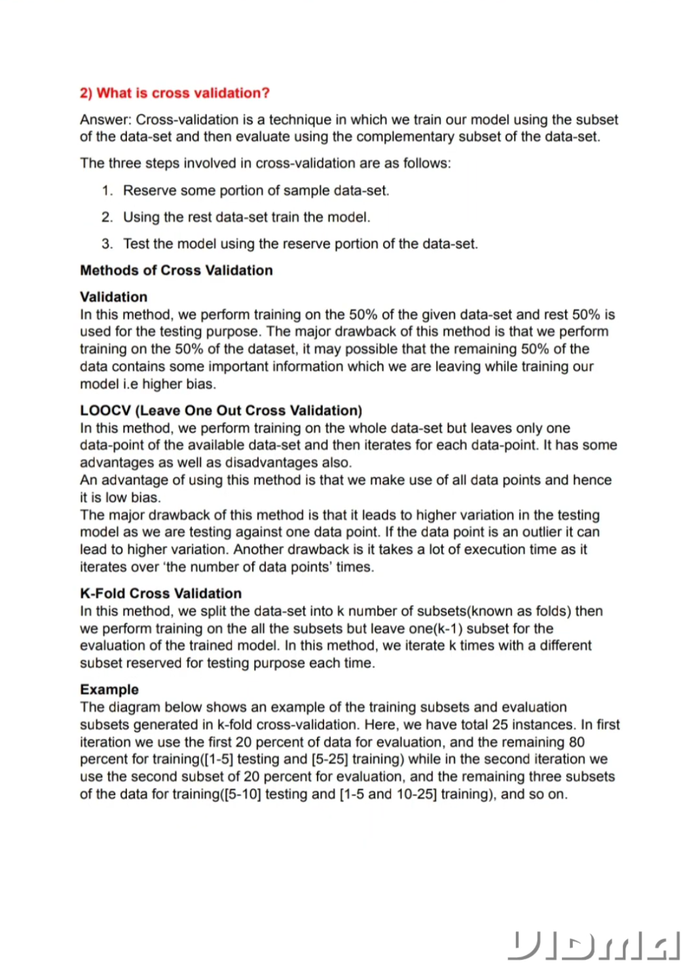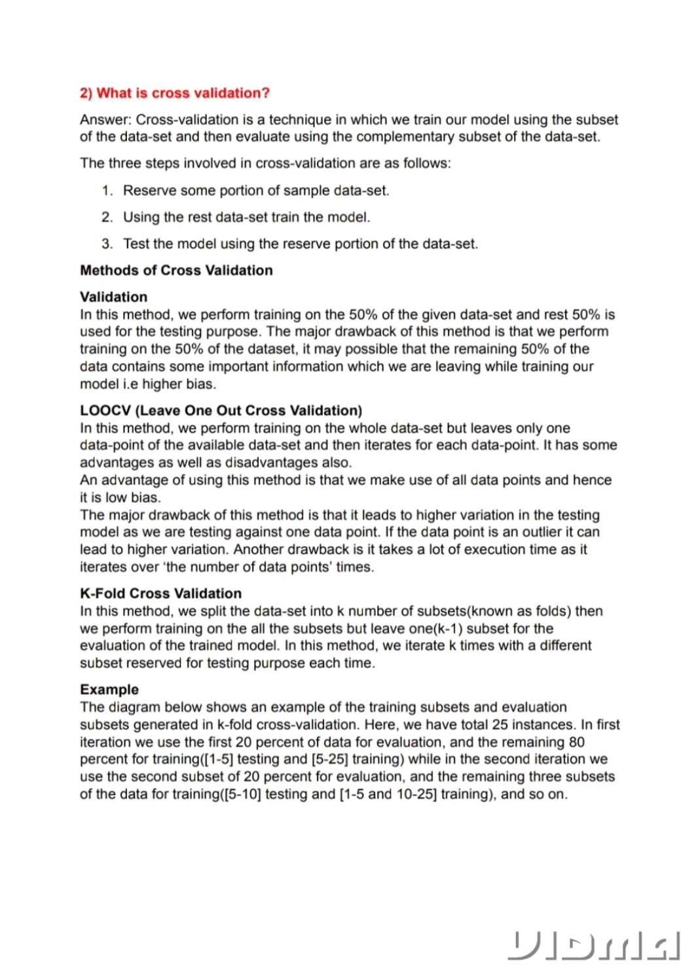Number 2. What is cross-validation? Answer. Cross-validation is a technique in which we train our model using a subset of the data set and then evaluate using the complementary subset of the data set. The three steps involved in cross-validation are as follows. 1. Reserve some portion of the sample data set. 2. Using the rest of the dataset, train the model. 3. Test the model using the reserved portion of the dataset.